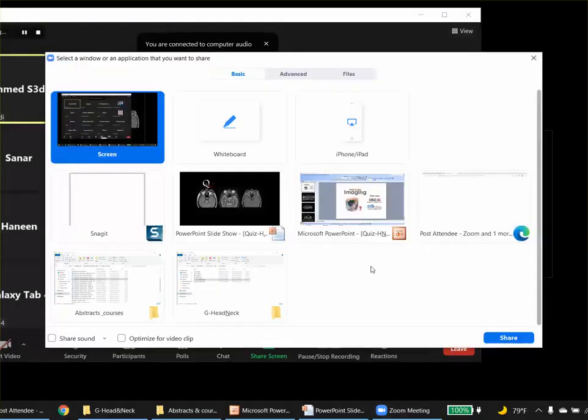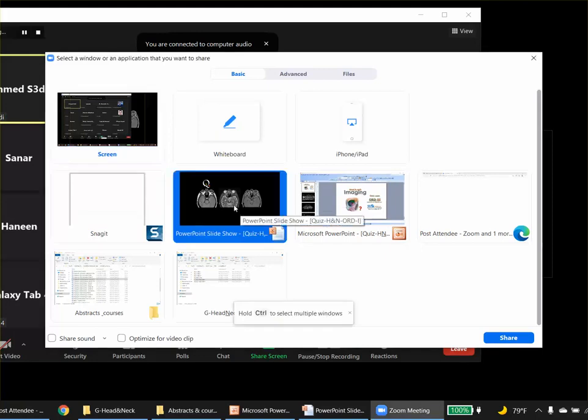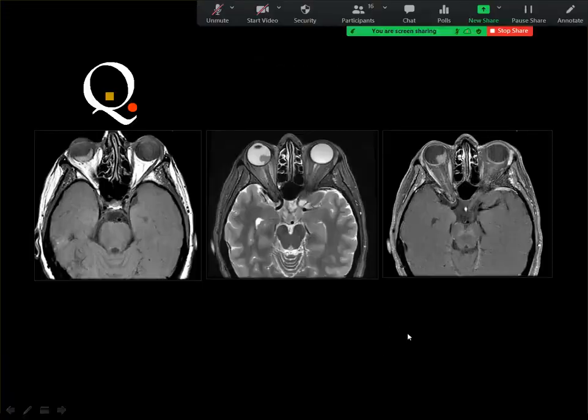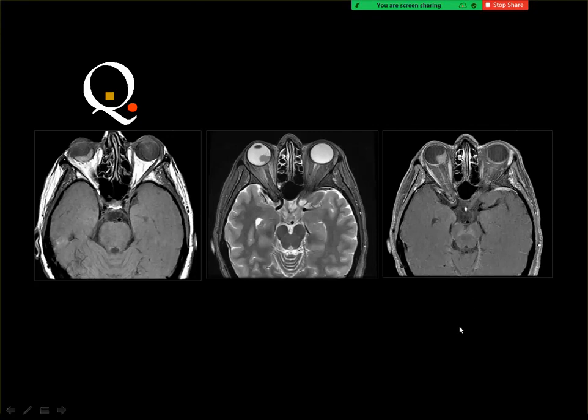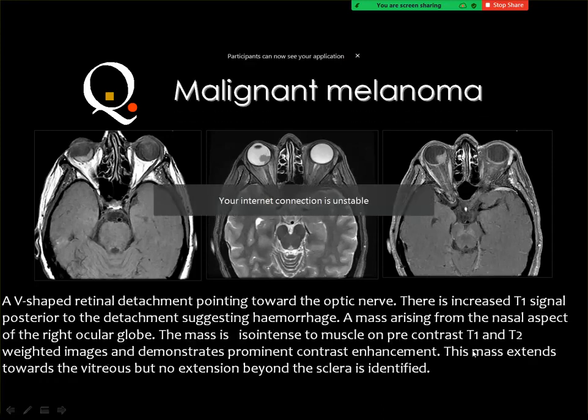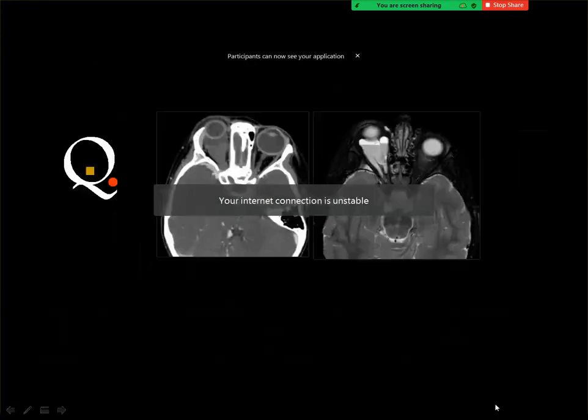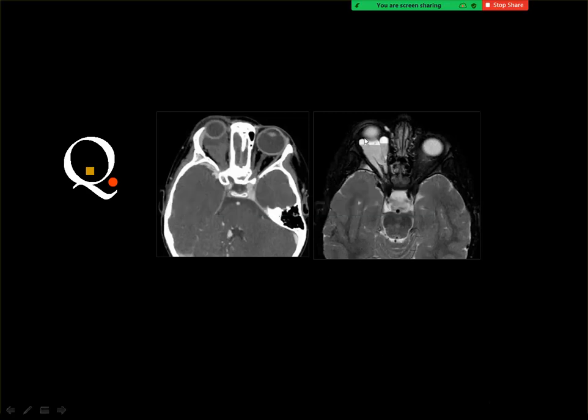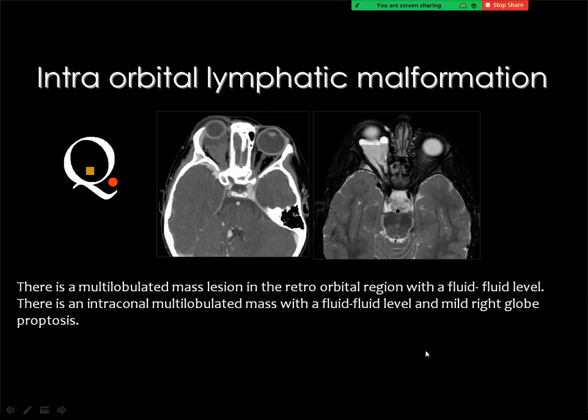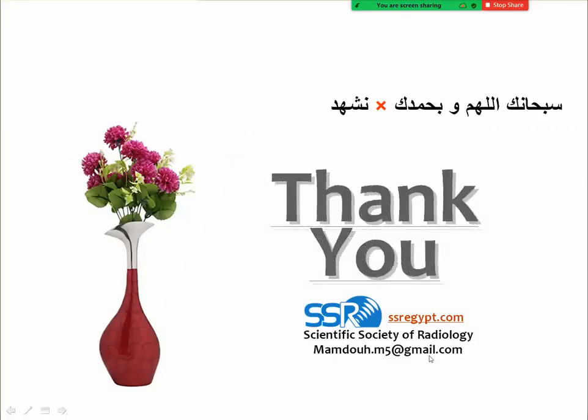Okay, and also there were some internet interruptions, and this is an intraocular mass with enhancement denoting intraocular melanoma, and this is the final case of a lesion inside the orbit with multiple fluid levels, diagnostic of intraorbital lymphatic malformation.